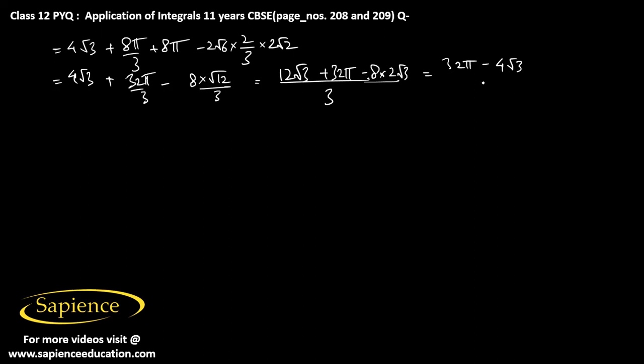So 12 minus 16 is minus 4 by 3. So we can write it as 4 by 3 times 8 pi minus root 3. This much square units. This is the final answer. Thank you.